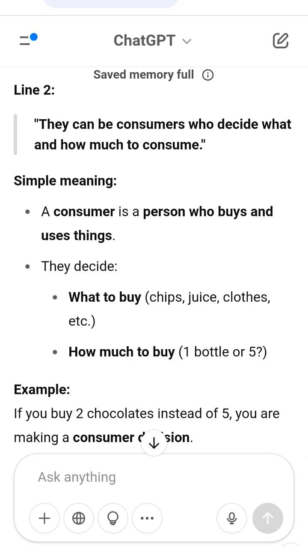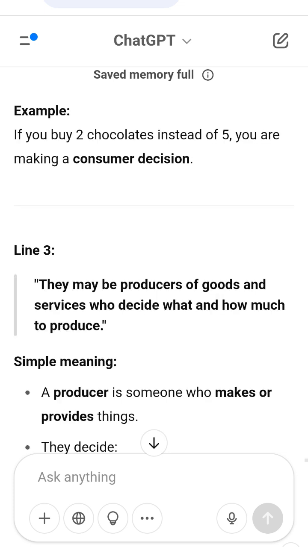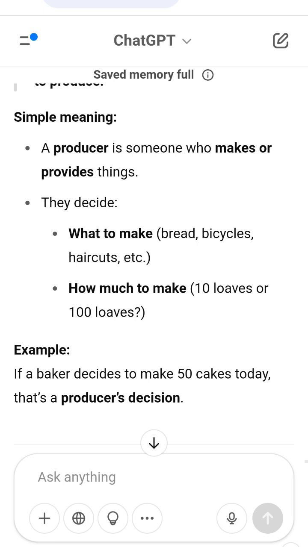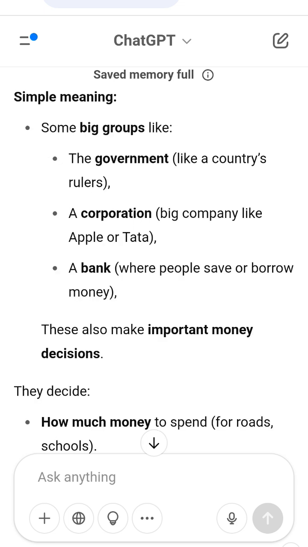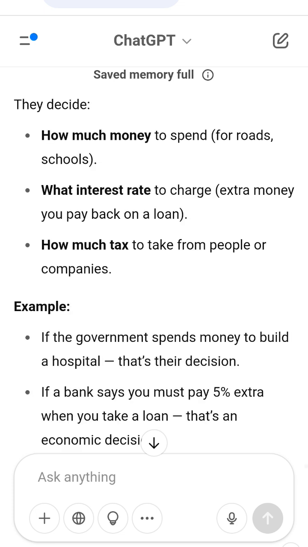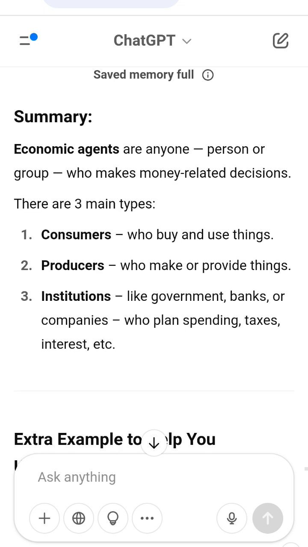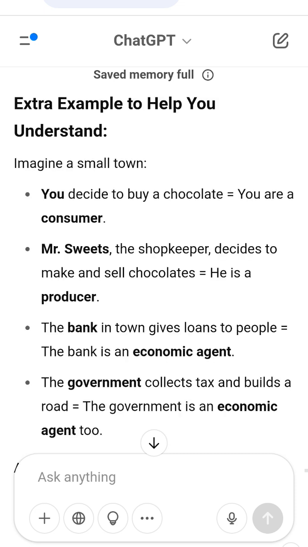Extra example to help you understand. Imagine a small town. You decide to buy a chocolate. You are a consumer. Mr. Sweets, the shopkeeper, decides to make and sell chocolates. He is a producer. The bank in town gives loans to people. The bank is an economic agent. The government collects tax and builds a road. The government is an economic agent too. All of them are economic agents, making choices about money, buying, selling, making, and spending. Let me know if you'd like a drawing or story to remember this better.